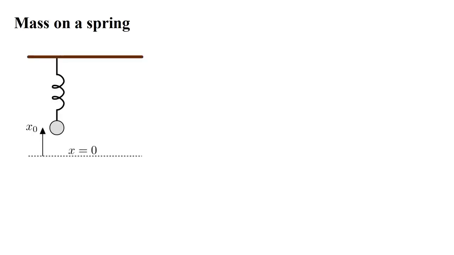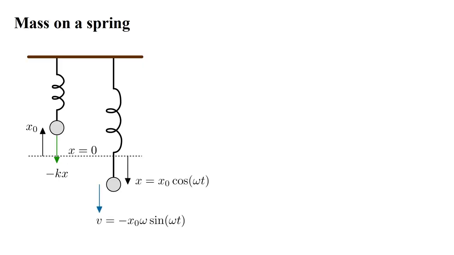Now let's analyze the mass on a spring system. We take x equals 0 to be the equilibrium position of the mass, where it can remain motionless. We assume its initial displacement is x0. The spring's force on the mass is minus kx. As time goes on, the mass moves. As we saw in the previous video, its position is x equals x0 cosine omega t, and its velocity is minus x0 omega sine omega t, where omega squared equals the spring constant k over the mass m.